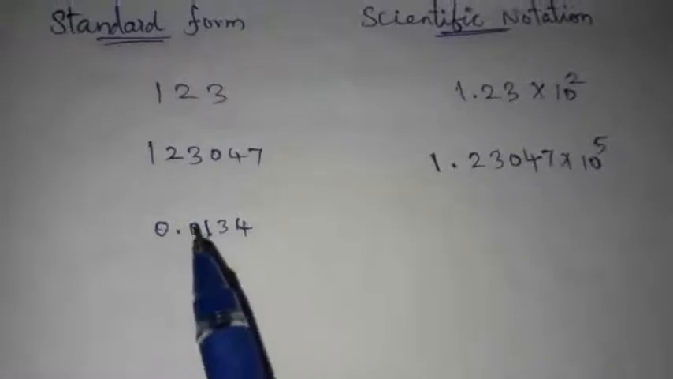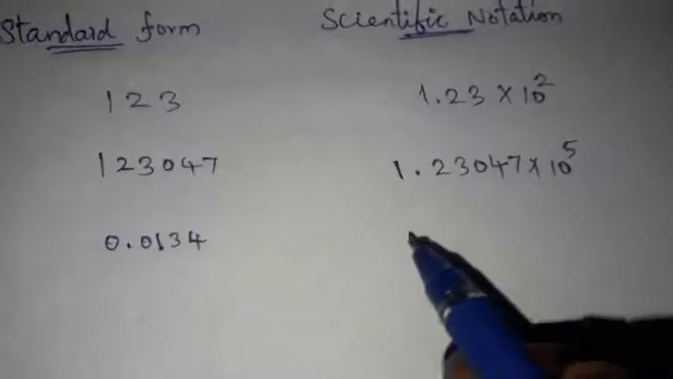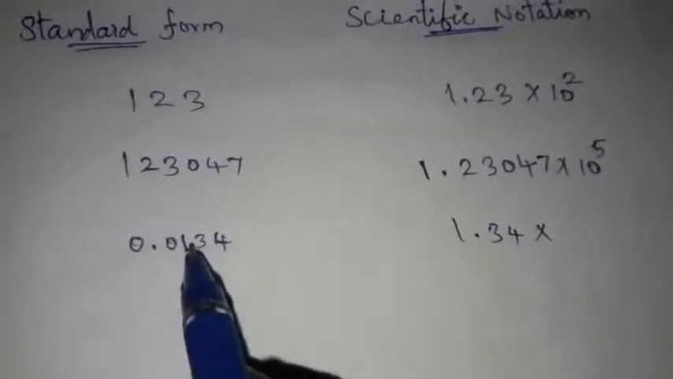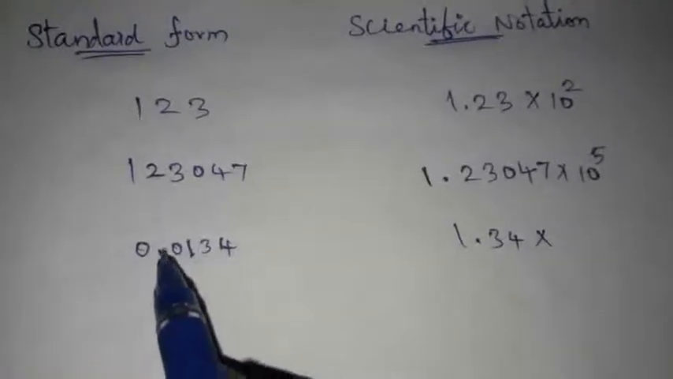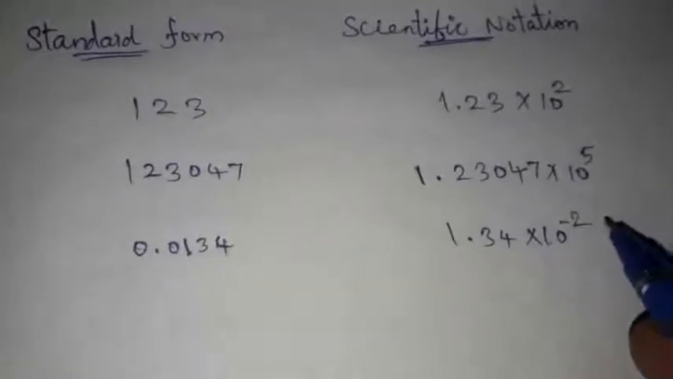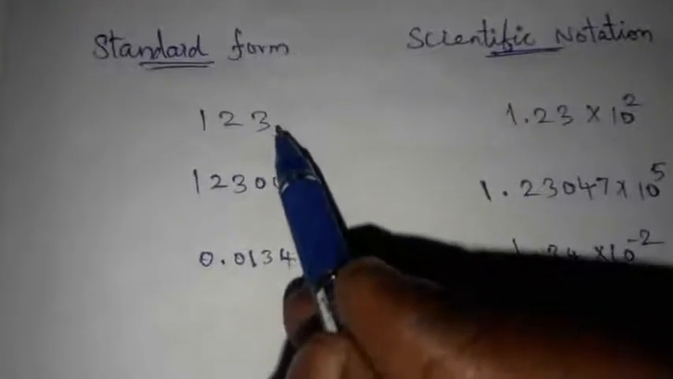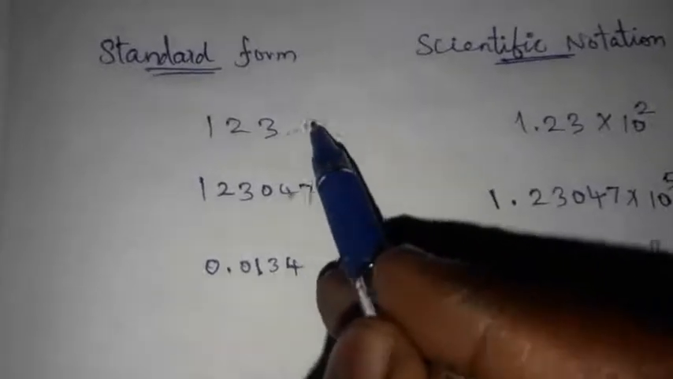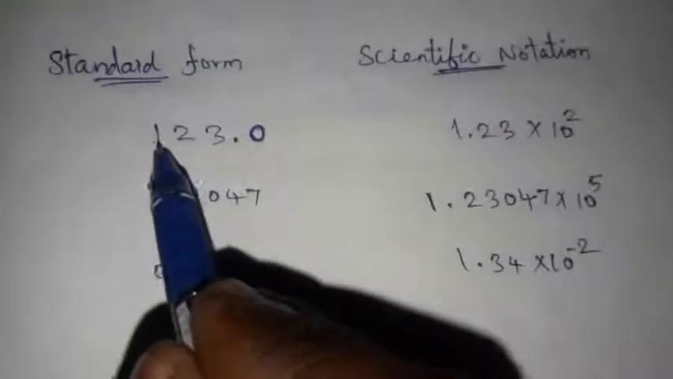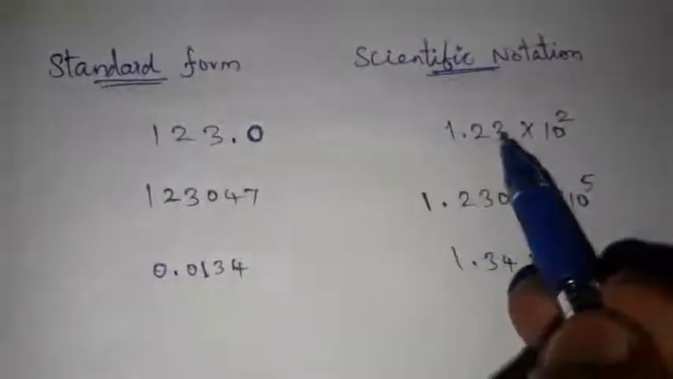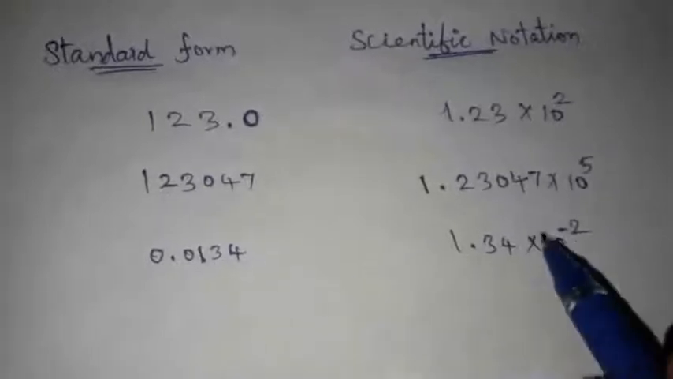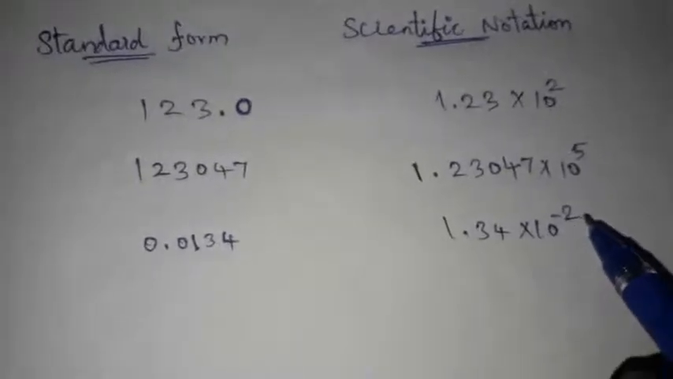If the given number is a decimal number, then it can be written as 1.34 into, we have put a dot here. Let us count how many numbers in between: 1, 2. There are 2 numbers. So we have to write 10 to the power minus 2. Because for a natural number, there is a 0 in the last. It can be written as 123.0. This 0 goes to the left side, so it will become positive. In this case, this dot goes to the right side, so it will become negative. So we can write 10 to the power minus 2.